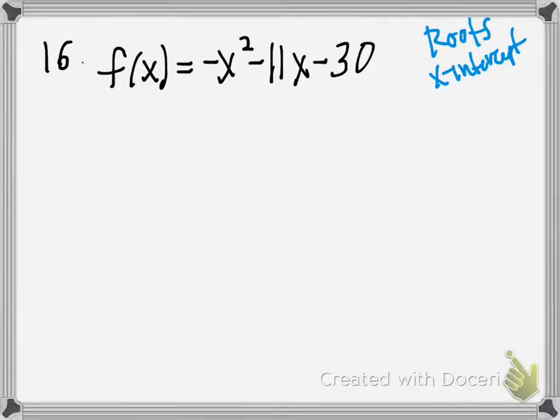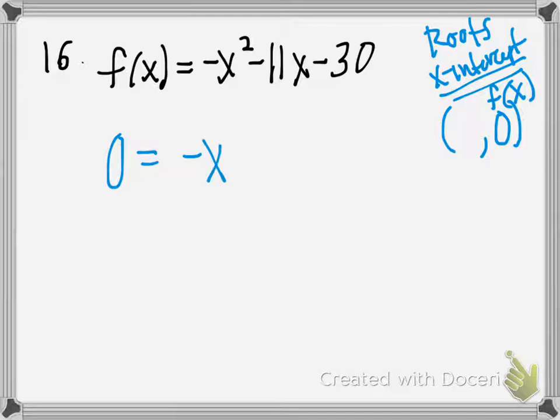Number 16, we're asked to find the roots, which just means the x-intercepts. So since I don't have a picture, I have to find them algebraically. Because x-intercepts happen when y is 0, the first step is to set y, or f of x, which is the same thing as y, equal to 0. So 0 equals negative x squared minus 11x minus 30.